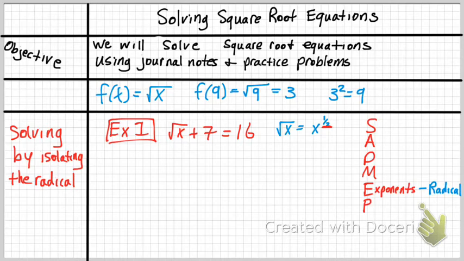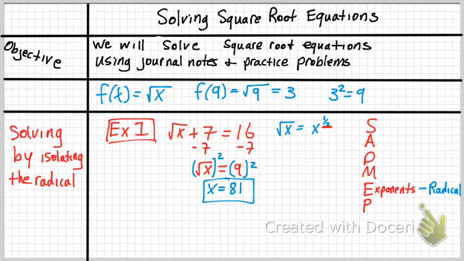So, we run through SADMAP, right? We have to get rid of subtraction first, then addition. Well, I do see some addition, so minus 7 on each side. And so then you get square root of x is equal to 9. And then, to get rid of the square root, the opposite of a square root is going to be a square. So we want to square both sides. And we'll see that x is equal to 81.